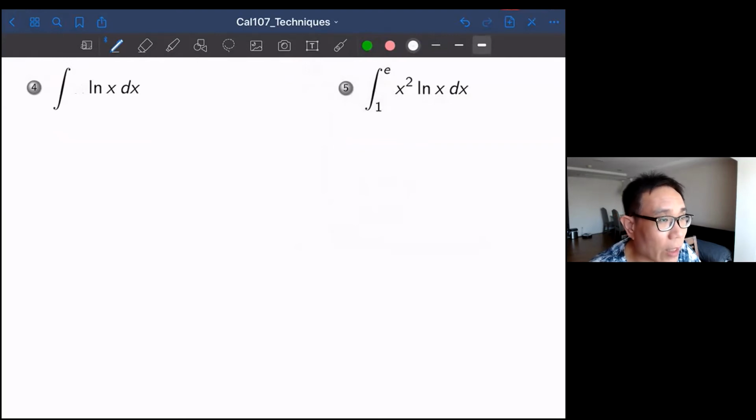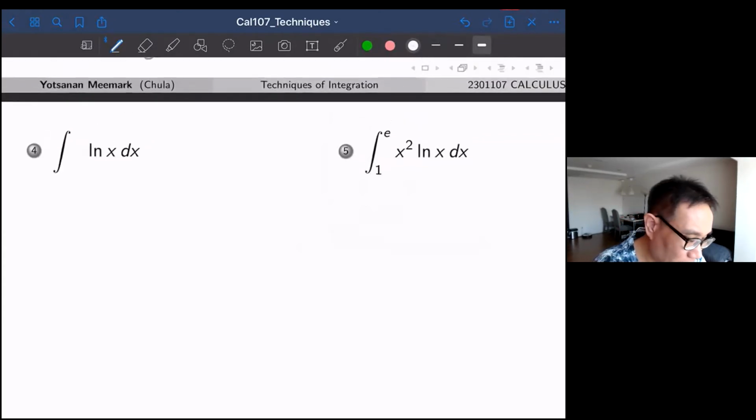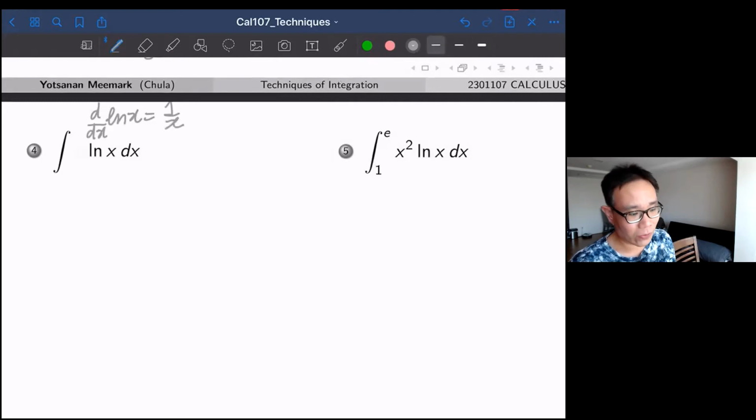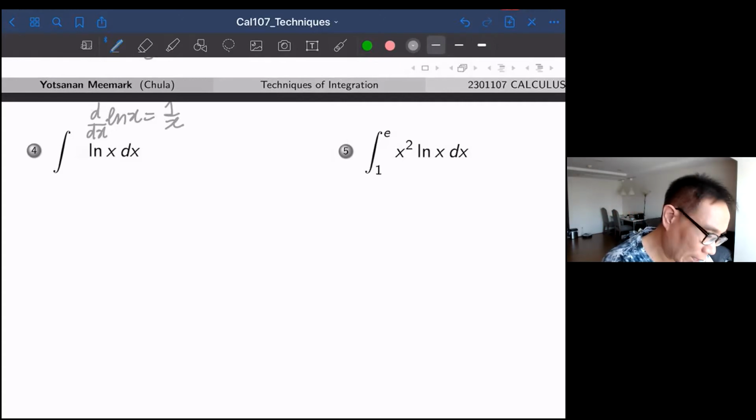Okay, so if I want to integrate log x, we don't know how to integrate log x. So let me first recall that we know how to differentiate. So we know that d/dx of log x is 1 over x. But we don't know how to integrate it. So normally you're going to memorize that the integral of log x equals 1 over x, which is incorrect. Okay, so for integrating log x, memorize that you use integration by parts.